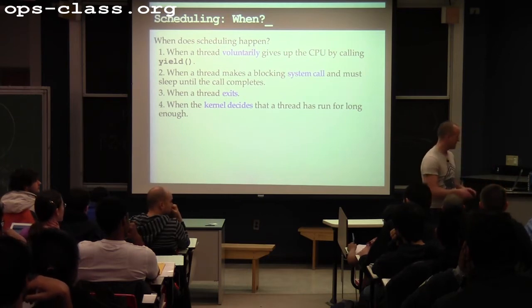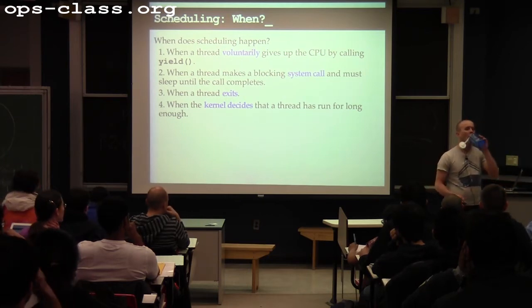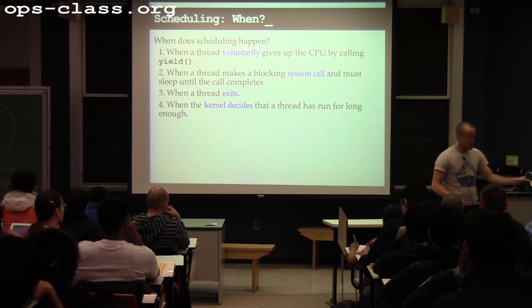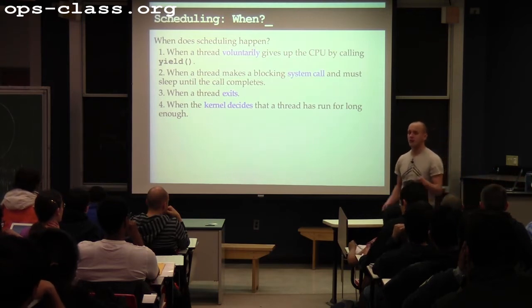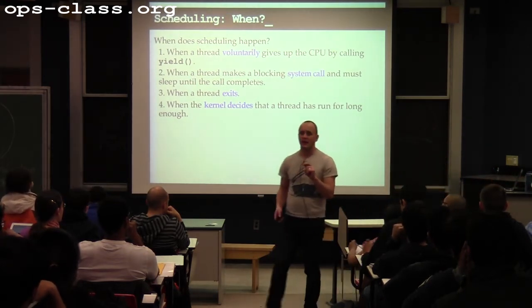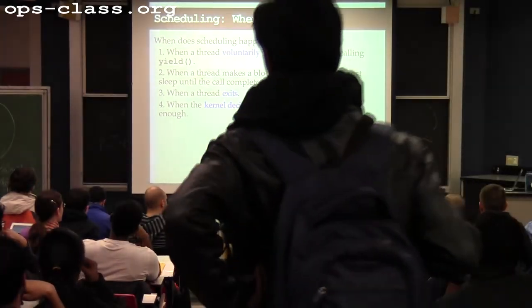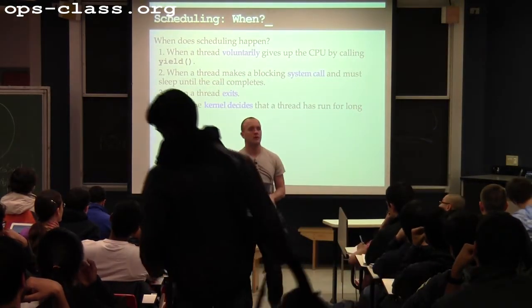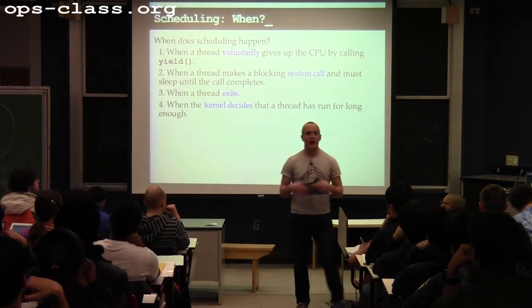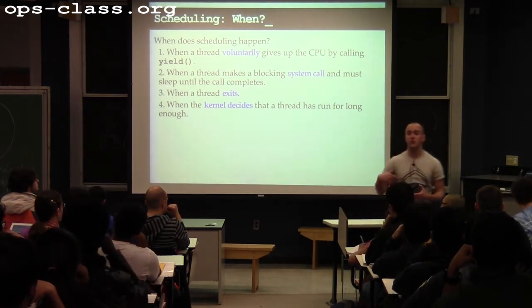I just want to make sure you said it doesn't necessarily have to be a blocking system call, but any sort of system call. That's true, that's a good point. So a blocking system call, let's put it this way, forces the kernel to make a scheduling decision. A non-blocking system call allows the kernel to make a scheduling decision because the kernel does run.